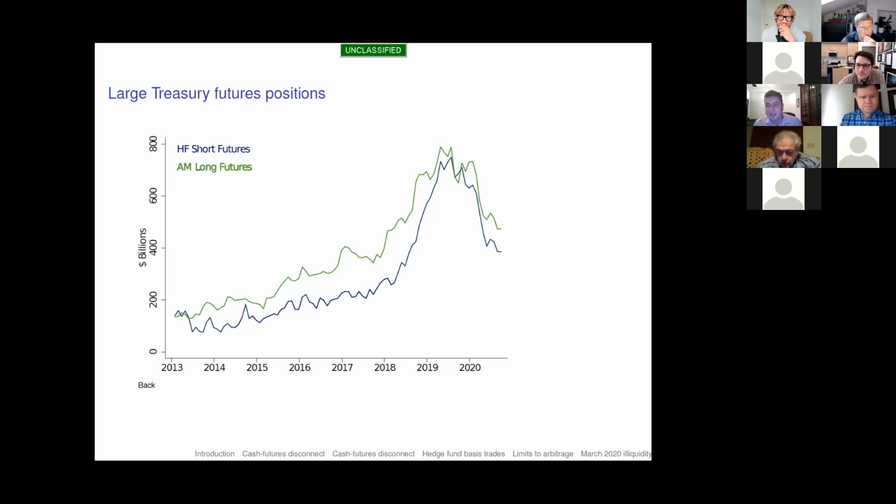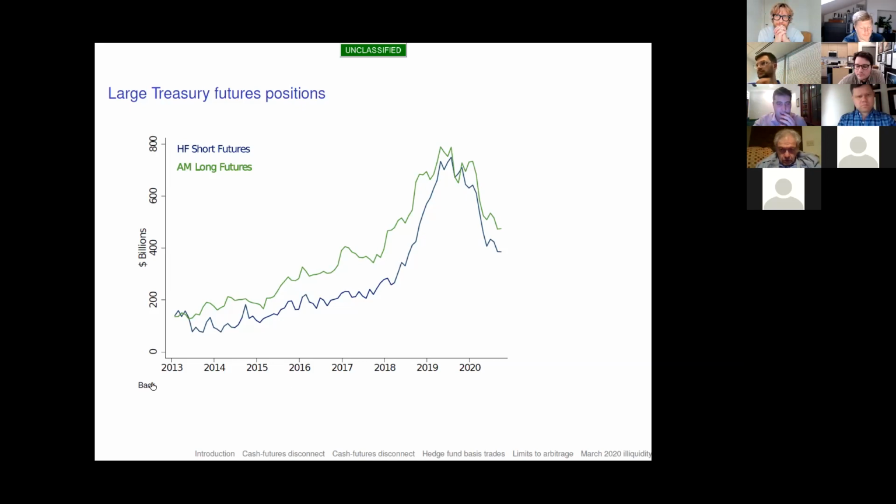So I definitely agree. And just in terms of the one thing that I was going to show here to place this in broader context, we can see these hedge fund short futures contracts rising in lockstep with asset manager long futures. So that suggests where the treasury risk is going, right? And we know it's going to be coming from traditional holders of cash treasuries. And we'll show you a little bit more on that in a second.